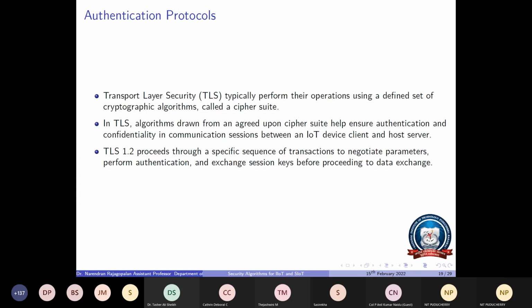Authentication protocols like Transport Layer Security, TLS, basically have a set of cryptographic algorithms called a cipher suite. Out of that cipher suite, the sender and the receiver both come to an agreement upon what kind of cipher algorithm to choose in order to ensure authentication and confidentiality. This choice is left up to the sender and receiver because some devices would have better processing capability and some devices might have lesser processing capability. So a cipher suite might include a variety of cryptographic algorithms matching different capabilities.